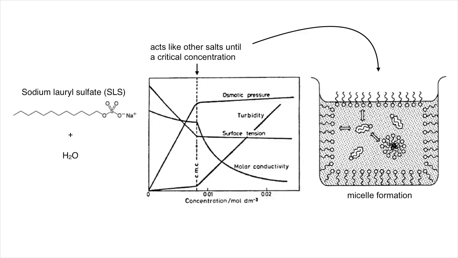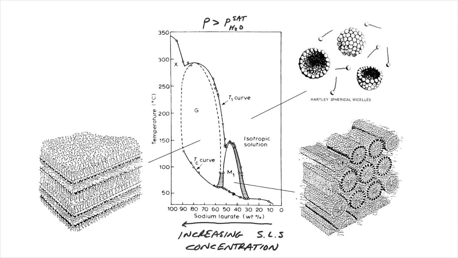Meanwhile, the polar head groups of the molecules line the outer surface of the micelle and interact with the water in the surrounding fluid. These micelles are stable indefinitely in solution with a size, shape, and concentration that depends on temperature, pressure, and the concentration of SLS. In addition, at higher concentrations, the micelles themselves can reorganize into larger structures, such as tubes and bipolar lamella.